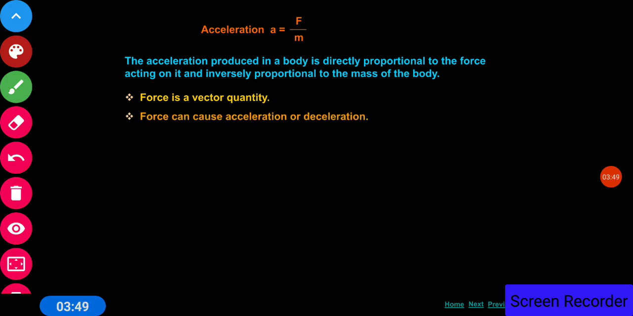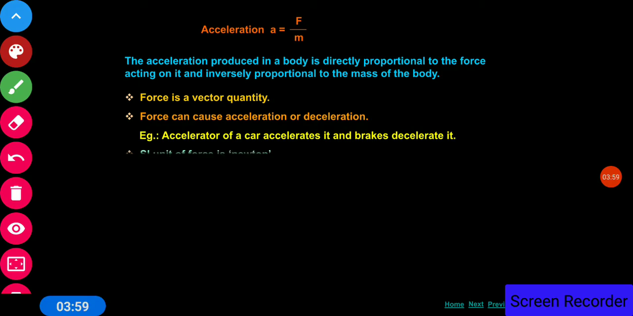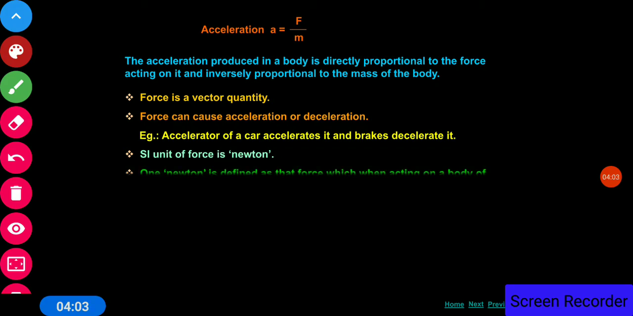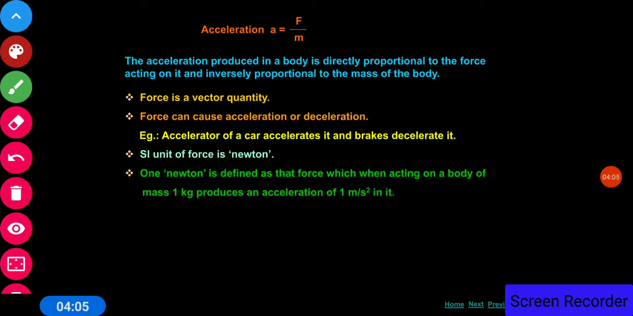Force is a vector quantity. Force can cause acceleration or deceleration. For example, the accelerator of a car accelerates it and brakes decelerate it. The SI unit of force is Newton. 1 Newton is defined as that force which, when acting on a body of mass 1 kg, produces an acceleration of 1 meter per second square in it.